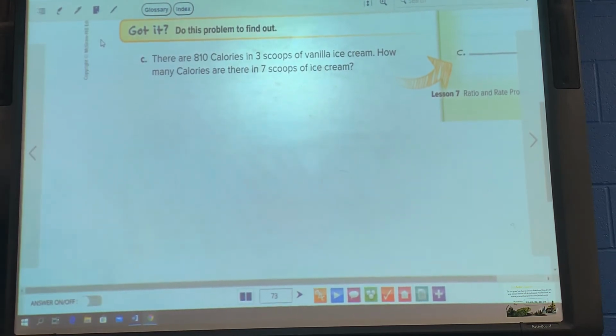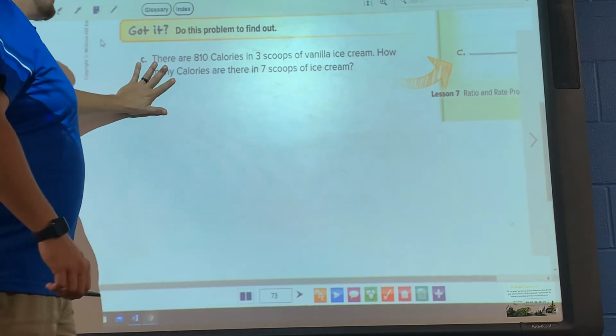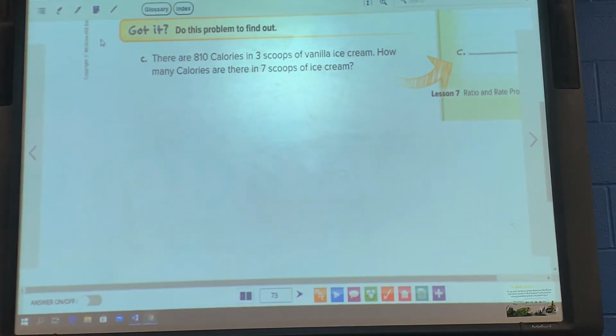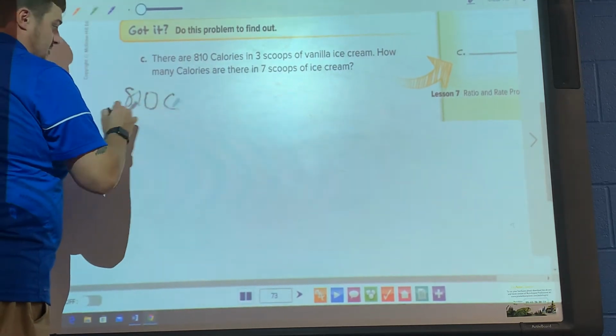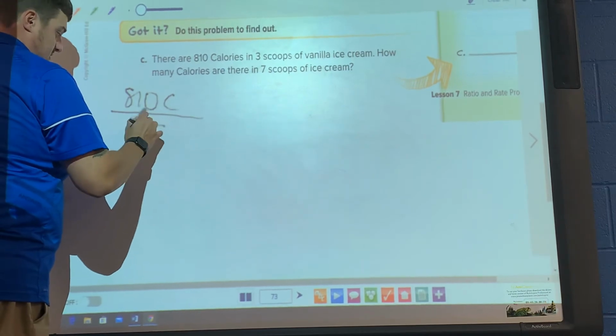All right, now that you're back, let's start with letter C. Okay, so it says there are 810 calories in 3 scoops of vanilla ice cream. Okay, there's our rate. 810 calories and 3 scoops.